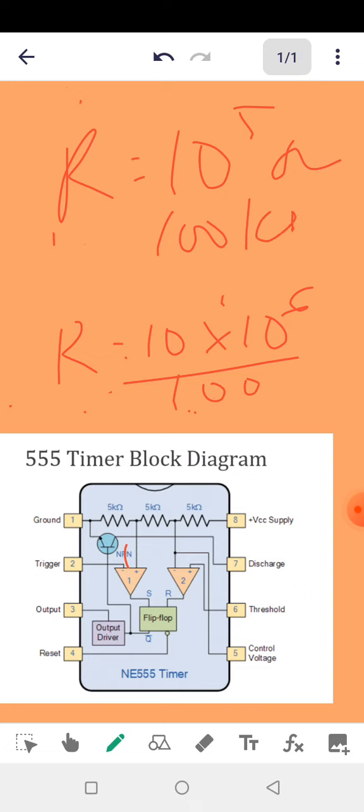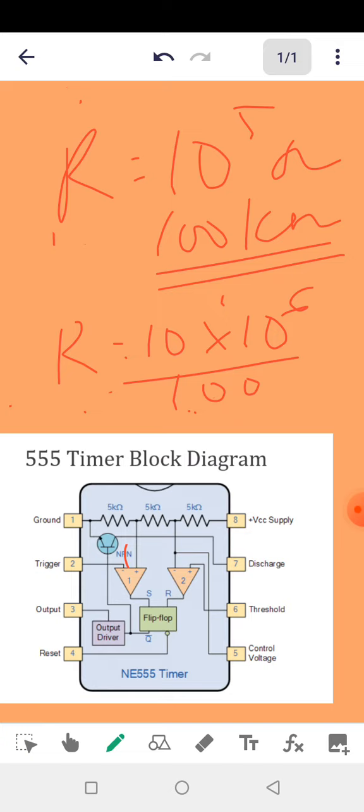So if I want a time period of 10 seconds with a 100 microfarad capacitor, I will use a 100 kilo ohm resistor and I'm going to get approximately 10 seconds. Very awesome. So anytime you are designing for your monostable and you want a certain time period, many times it's best that you choose a capacitor value.